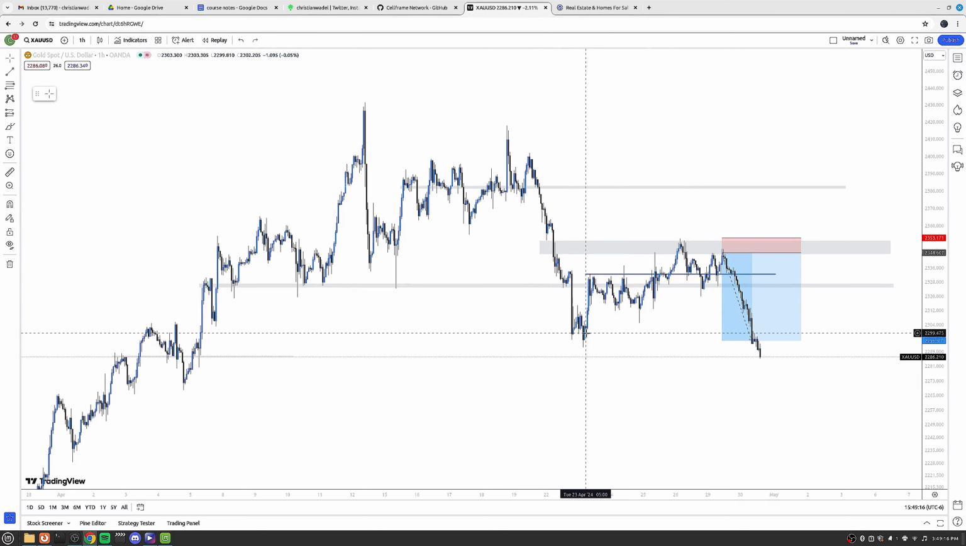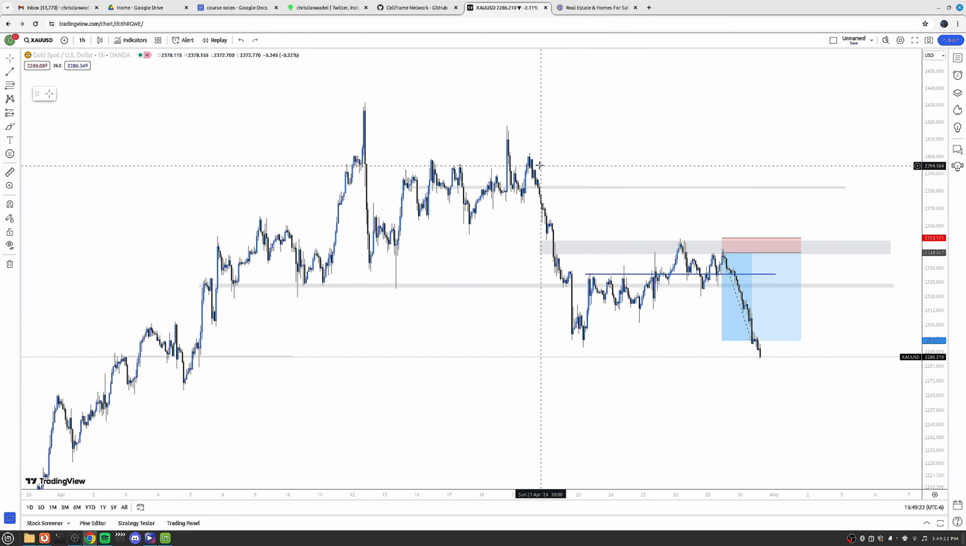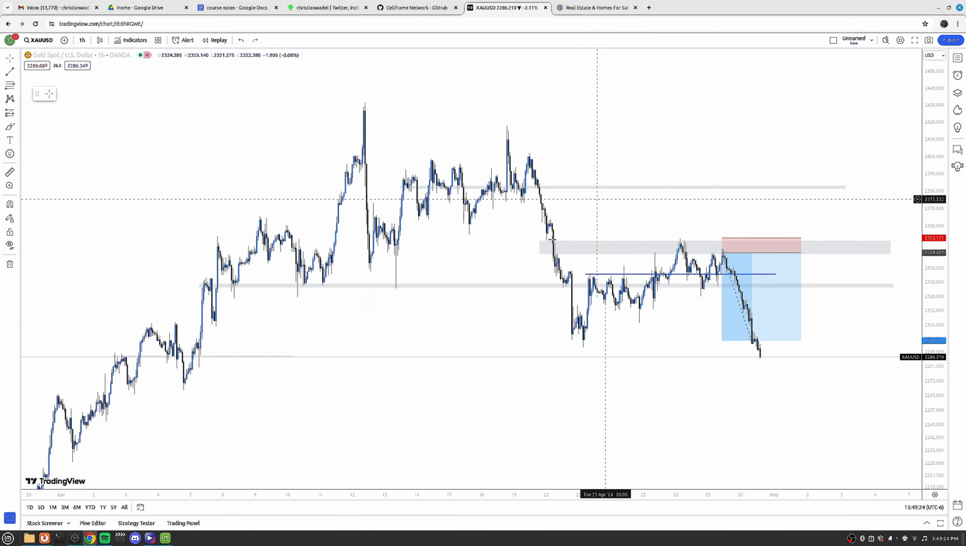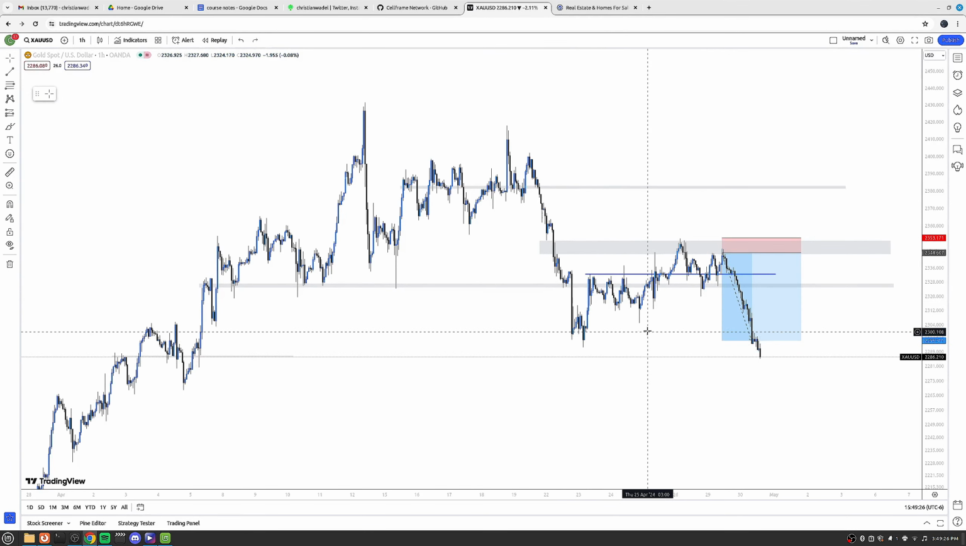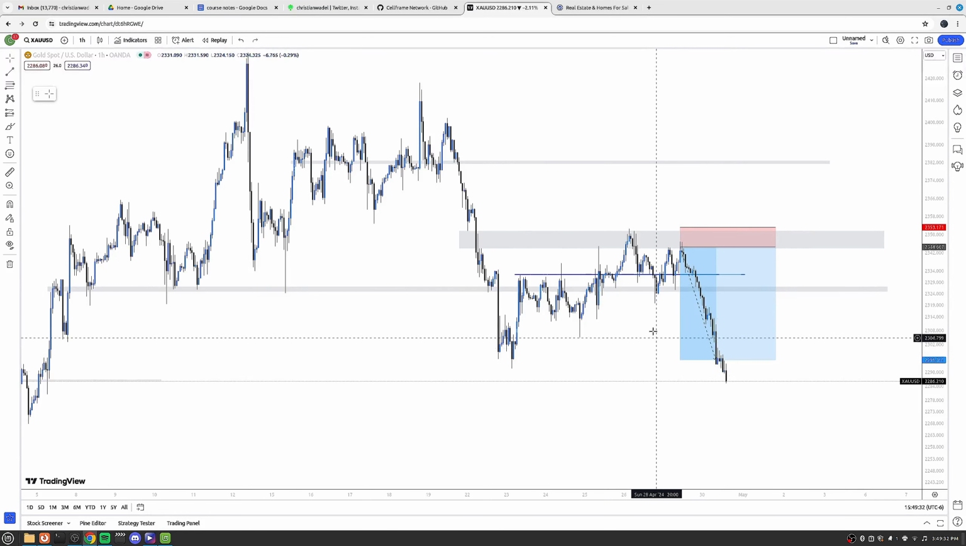After such a high volume sell-off, it's not going to immediately be followed by another high volume move just like this. It needs time to exhaust. It needs time to retrace and sort of cool off, I like to say. And so what you do is you wait.